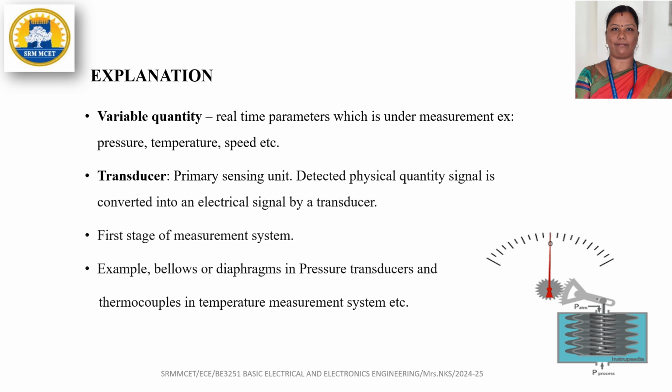There are two types of transducers classified upon the function. The primary transducer converts a physical quantity into another physical quantity. On the other hand, the secondary transducer converts the physical quantity into an electrical quantity.